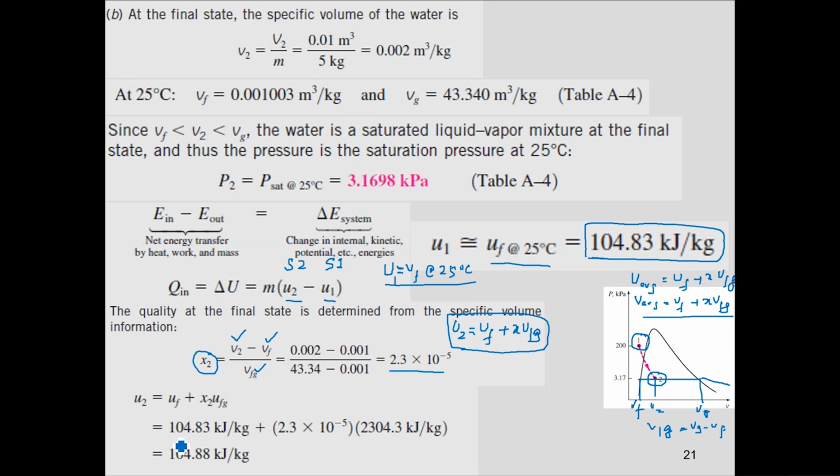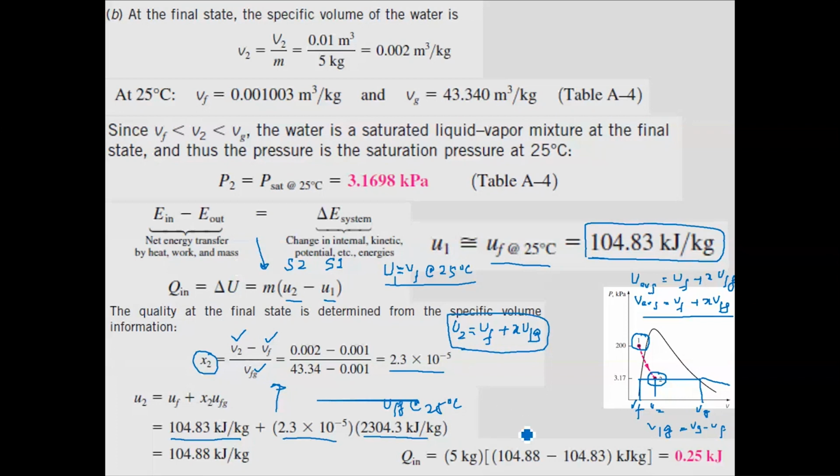So Uf at 25 degrees centigrade is known to me, 104.83. The x value I have found out from this equation, and this is Ufg at 25 degrees centigrade. Once I have U2 and U1 known to me, I'll plug it into this equation, and this would be mass multiplied by U2 minus U1, and this would give me the heat transfer that took place during the process. All right.